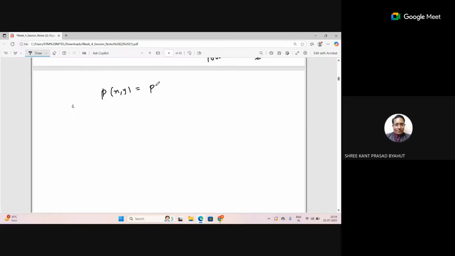P of y given x into P of x, or P of x given y into P of y. Both will be the same, right? But there is no division here, right?